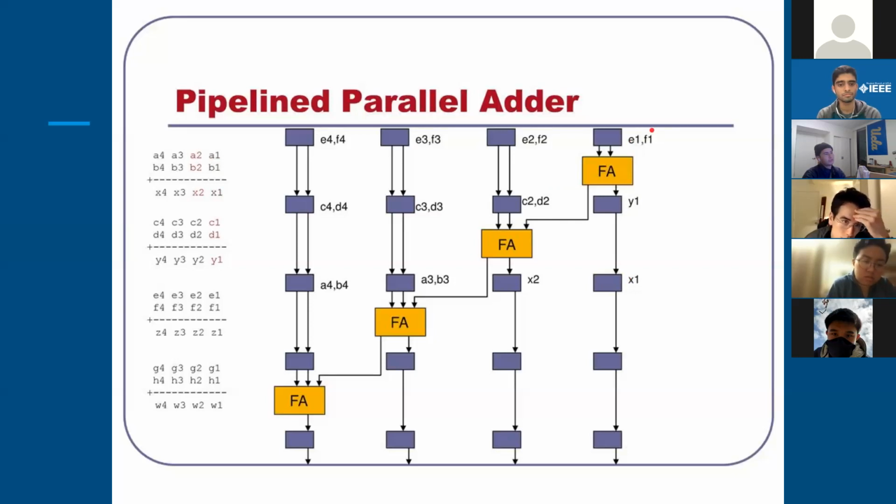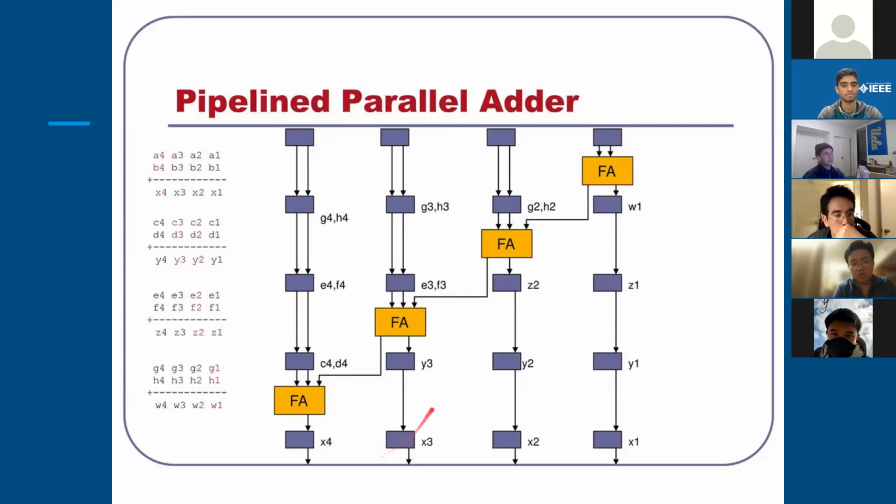And we're going to start doing the first bit of E1 and F1, the second bit of C2 and D2, or the second bit of C and D, and the third bit of A and B. So if you see here, essentially what we're doing is we're just going bit by bit through each of our additions, as well as starting the next addition on the previous bit. So now we can see, okay, now we get X3, X2, X1, and we still have to add in the last to get X4, X3, X2, X1.